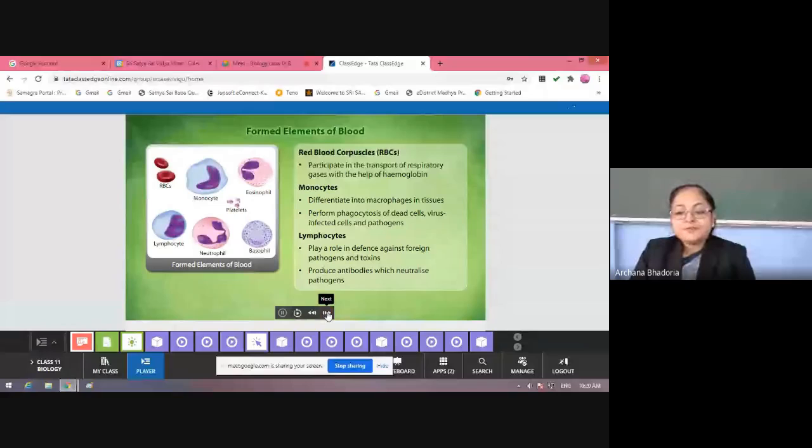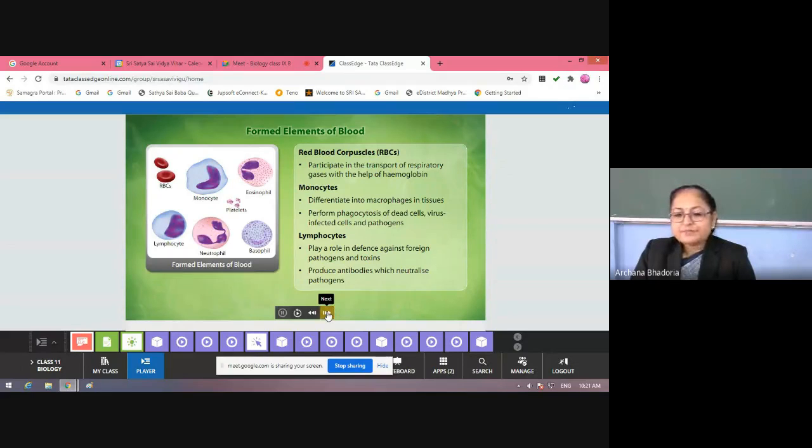They transport the respiratory gases. So that is, they transport O2. Noted everyone? Now take up quickly the next one, that is the WBC. So WBCs are called leukocytes.